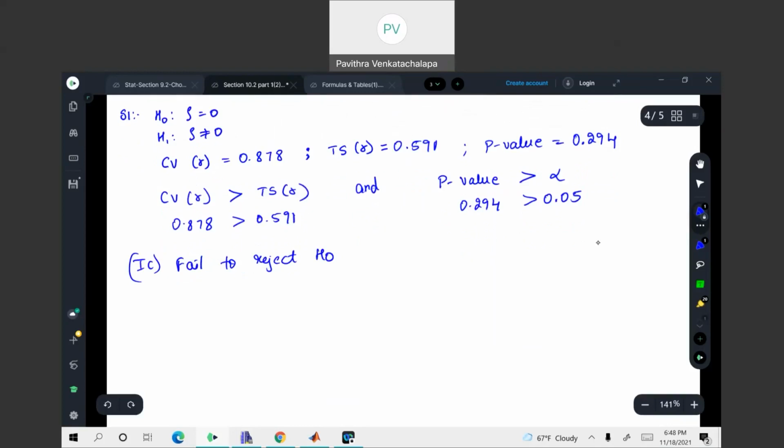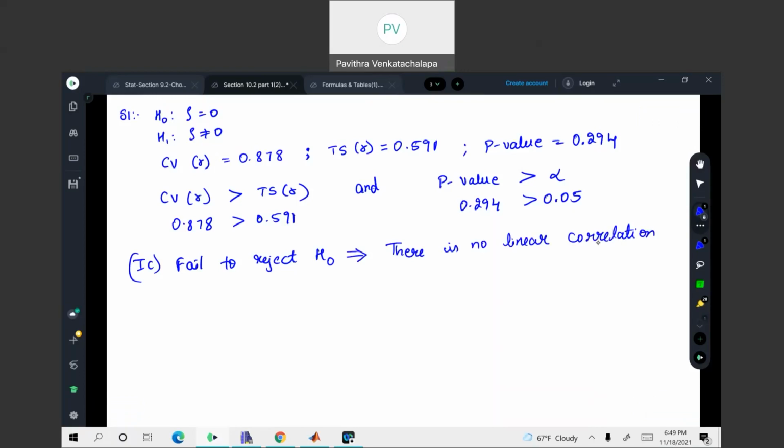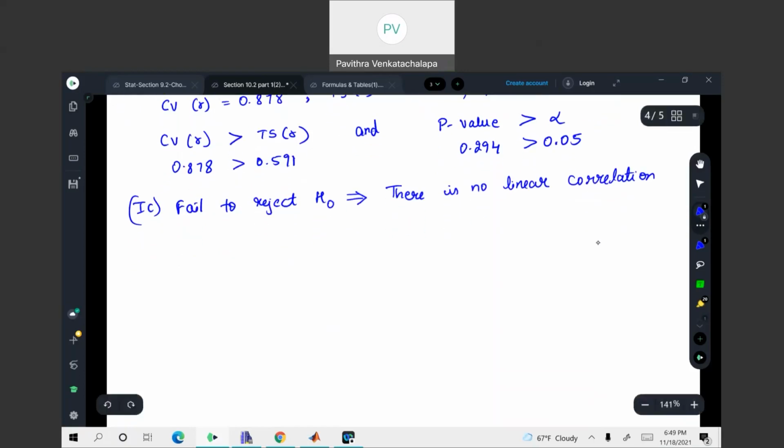If you fail to reject H naught as your initial conclusion, that means there is no linear correlation. And if you do not have a correlation, you cannot build a regression equation, right? So we are not going to proceed to the next step. What we do instead, as the second step, is a prediction value.